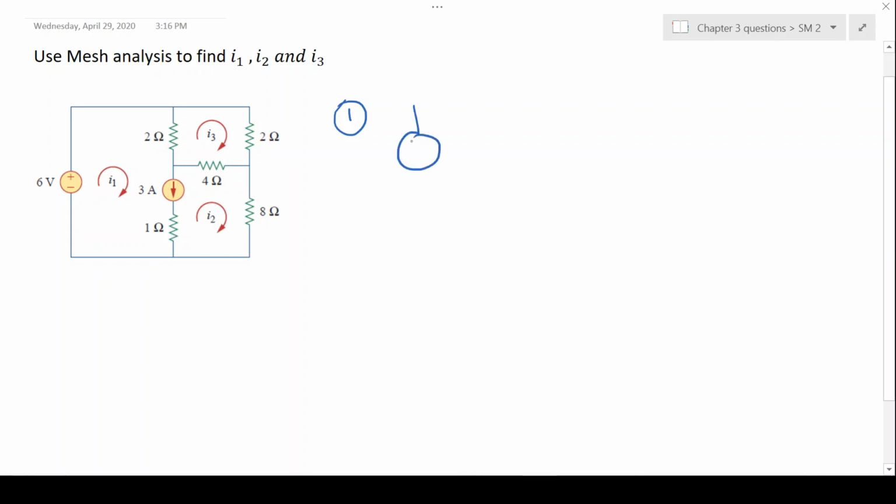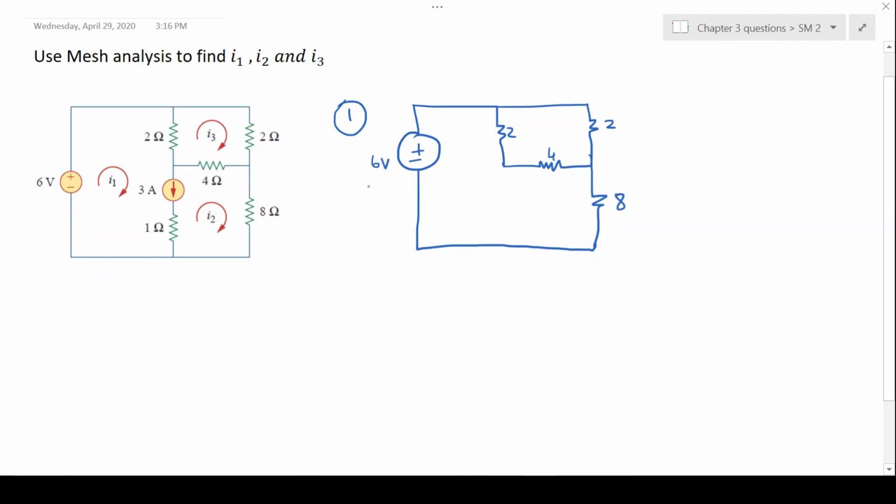So what we have remaining would be the following circuit. This will be 8, that's 4, this is 2, that's 2, and that's 6 volts. And the current flowing here is going to be I1, that current is I3, and the current here is I2.